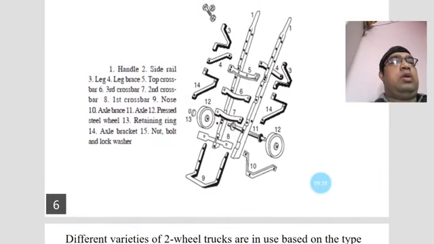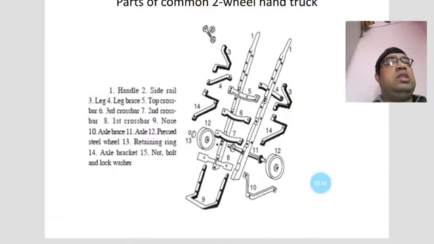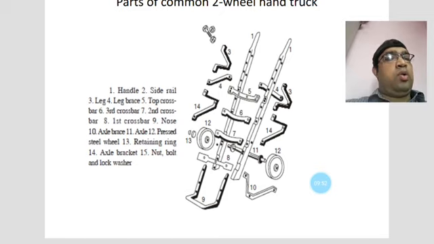Different varieties of two-wheel hand trucks also will be used, and this type of two-wheel hand truck is fully concentrated on the transfer of materials. Sometimes we have to handle different types of gas cylinders, and just like that, different types of bags can be transferred. This loading and unloading will be required.